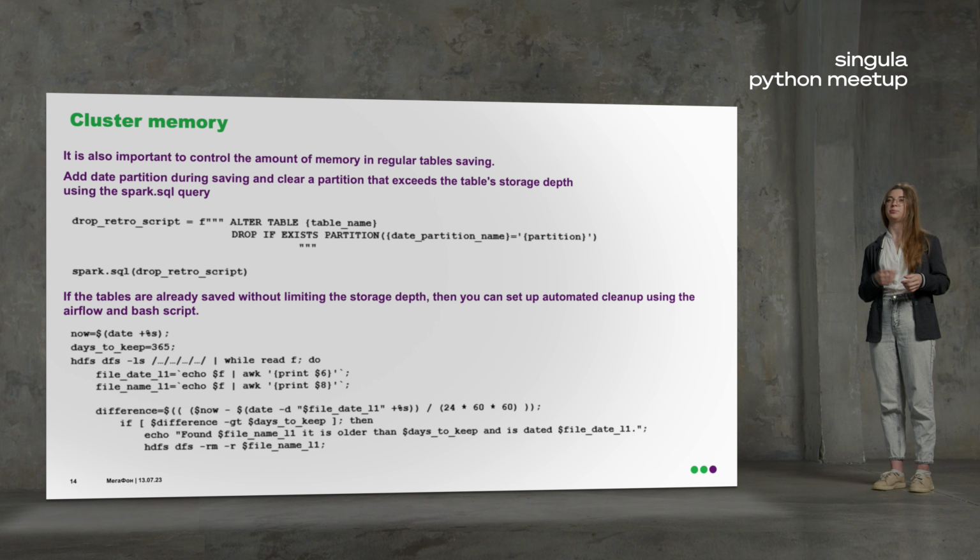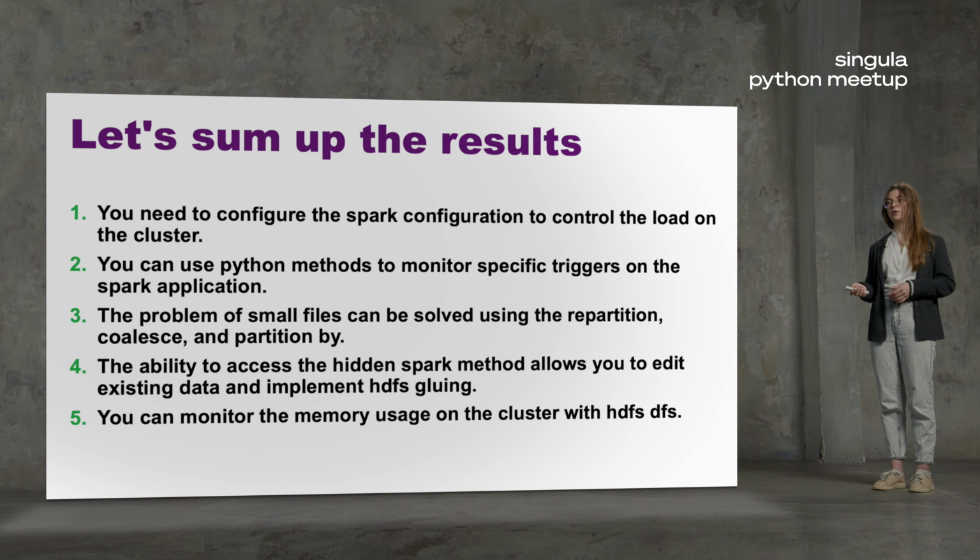We talked about partitioning methods to maintain cluster stability, but it is also important to control the amount of memory in regular table saving. Add date partition during saving and clear a partition that exceeds the table storage depth using the Spark SQL query. If the tables are already saved without limiting the storage depth, you can configure automated table cleaning using the Airflow and bash script. This script outputs all objects in the folder, determines the time when the object was created, and deletes files with exceeded storage depth. Then, to summarize.